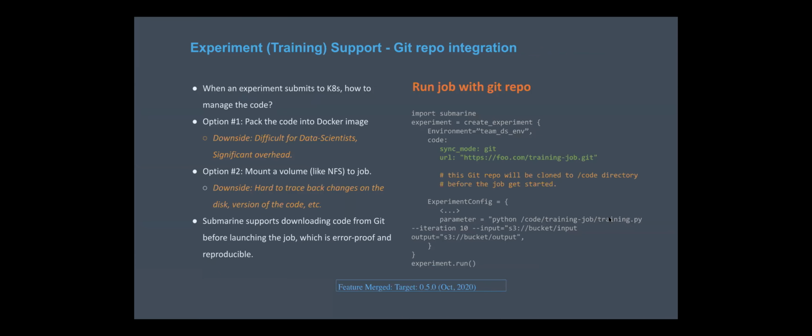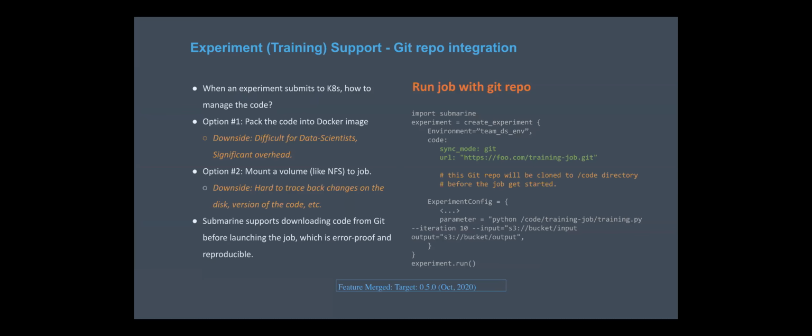So we also have the Git repository integration. When the experiment is submitted to Kubernetes or other training platform, how do we manage the code? There are several options. The first option is that some engineers start to patch the code into a Docker image.